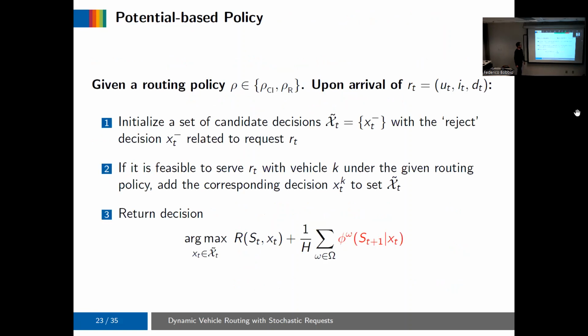Okay, so now we have the policy, this PVP, where we initialize a set of decisions with just the reject decision. And then for every vehicle that is able to serve the request, we create one candidate decision to assign the request to that vehicle and insert that in X_t. Then you return the decision that maximizes the immediate reward plus our estimated reward-to-go, based on solutions to our knapsack model.